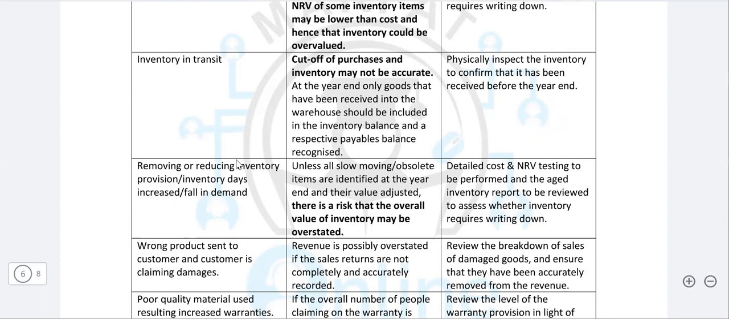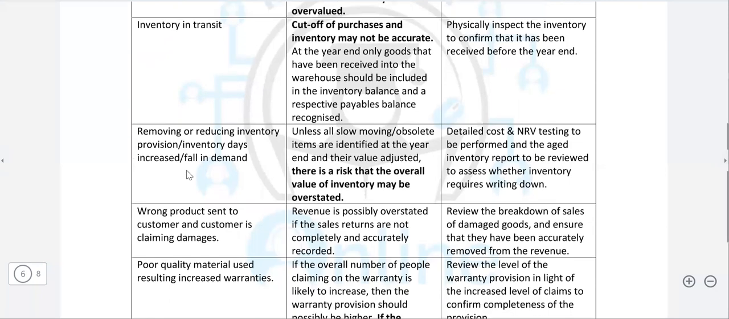Then we have inventory in transit. Inventory is recorded when it is physically received. The cutoff means that inventory, and even the corresponding payable, should be recorded in the correct period. So there is a risk that the inventory is still in transit and they have recorded it, resulting in the overstatement of inventory and liabilities.